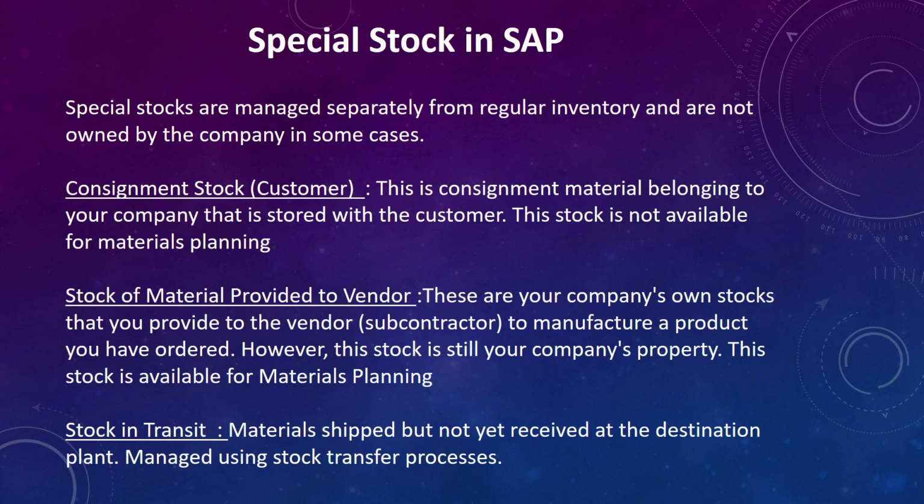The next we will see is stock in transit. Stock in transit is material shipped but not yet received at a destination plant. This stock is used during stock transfer processes. It is used mainly in stock transfer and interplant movements.